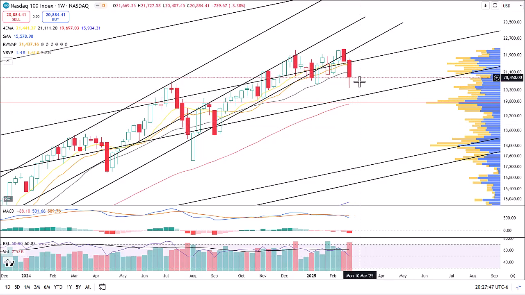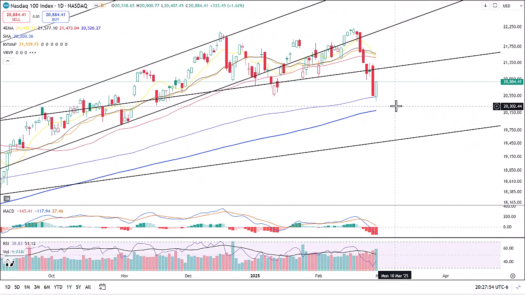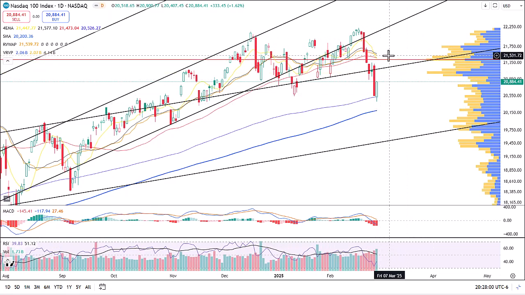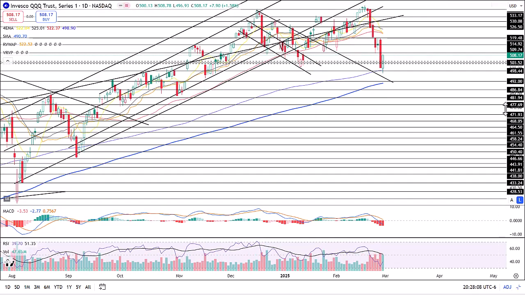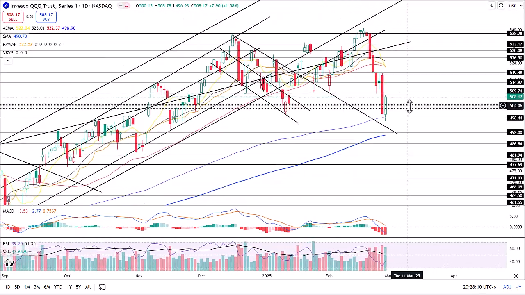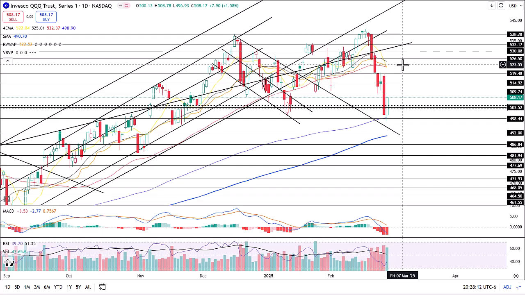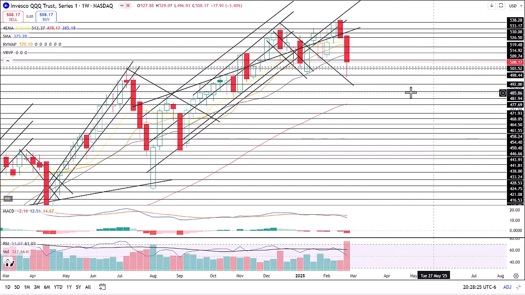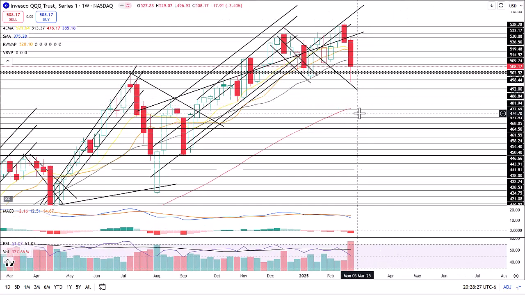We close below all the short-term EMAs and SMAs as well. But on that daily chart, you can see the 144 was where we found some support. This is why we're looking for a little bit of a retracement, maybe as high as 21,532. Just to give that some context here on the Qs, you can see that zone right here, 523, 524 in this zone. And then expecting that follow-through back to those lower lows. And looking at that weekly chart here on the Qs, just to give you a price there, that 55 EMA is all the way down at 478.71.